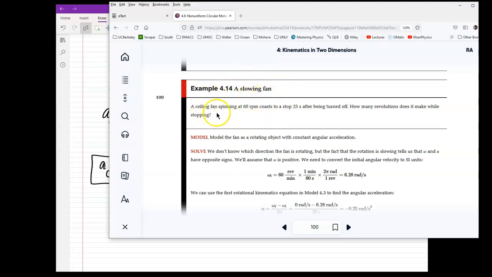He said a ceiling fan spinning at 60 RPM, 60 revolutions per minute, coasts to a stop 25 seconds after being turned off. So it takes 25 seconds to stop the moment you shut it off, right? How many revolutions does it make while stopping? Got it? So it is decelerating, and while it is stopping, how many revolutions does it make? Interesting problem, I hope.